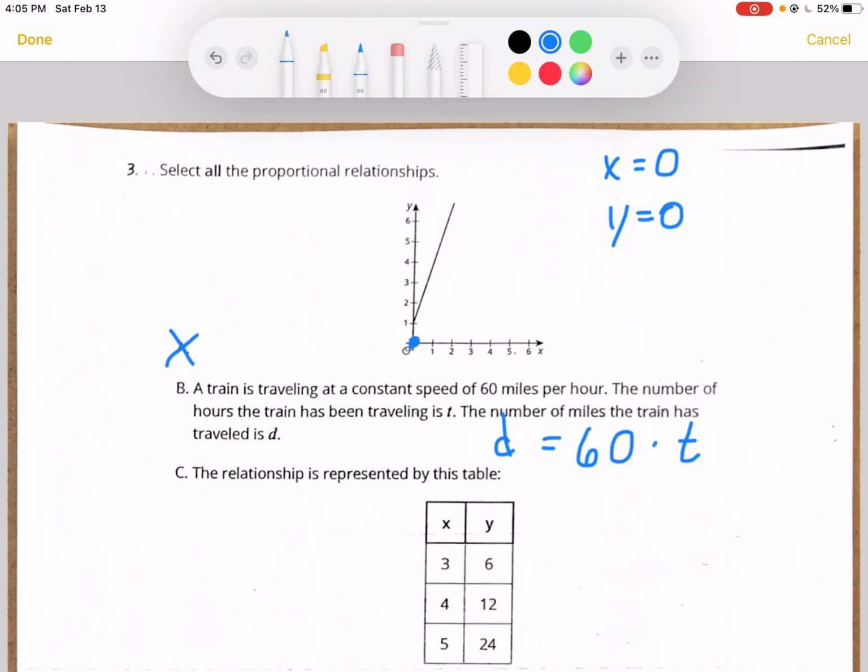So we said that if x is 0, y must be 0 for it to be a proportional relationship. Okay, so in this case, our variables aren't x and y, it's d and t. But if I plug 0 in here for the time, as in if I've traveled 0 hours, how many miles have I traveled? If I haven't started going anywhere yet, my distance is 0. Okay, so my ordered pair would be 0 hours, 0 miles. So B is a great example of a proportional relationship.